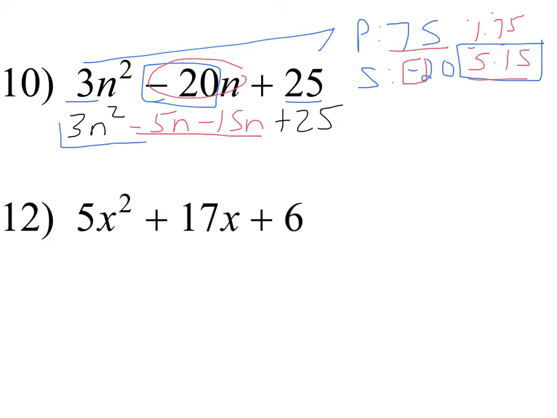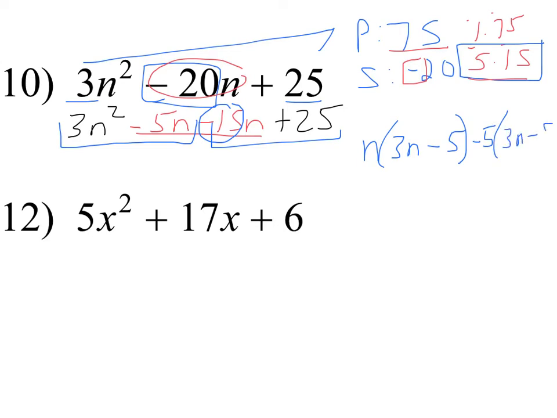So what do these front 2 have in common? They are not divisible by a number, but they do both have an n. If I take an n out, I get 3n minus 5. The next 2 terms are both divisible by 5. The front term is negative, so I'm going to take out a negative 5. And that leaves us with 3n minus 5.